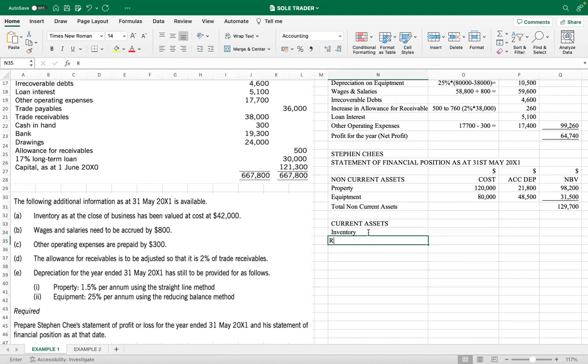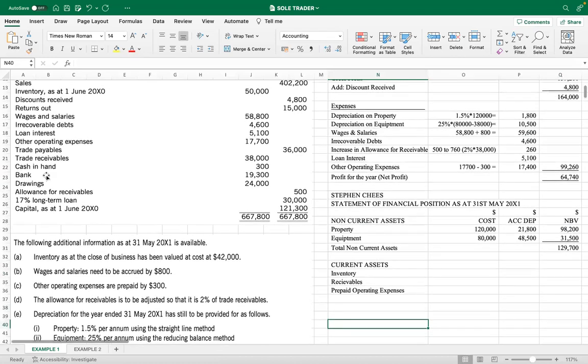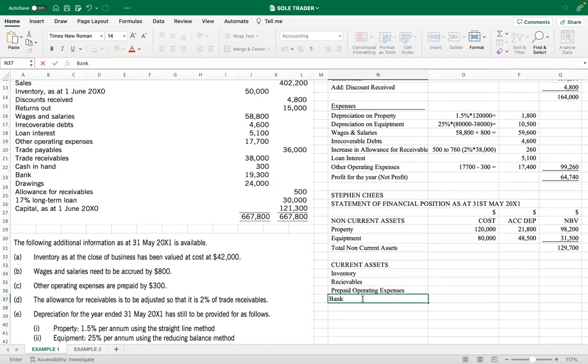And then we look for receivables. We look for cash, the prepayments, prepaid expenses. What was prepaid? Prepaid operating expenses. Okay, prepaid operating expenses. Was there cash? Yes, there was cash in bank. So there is bank, and cash in hand, finally.